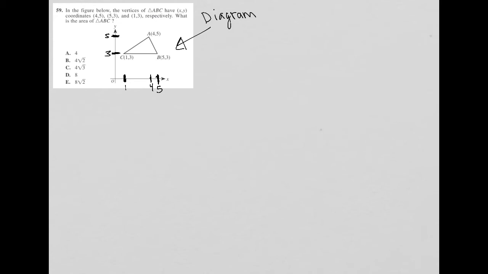Okay, so now the question itself says, in the figure below, the vertices of triangle ABC have x, y coordinates (4, 5), (5, 3), and (1, 3), respectively. So we've already dealt with that. What is the area of triangle ABC? So the area of a triangle has a formula. That formula is 1/2 the base times the height.